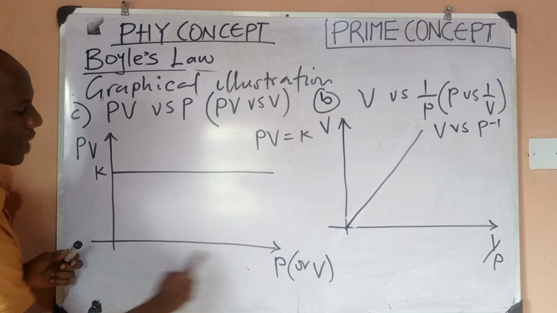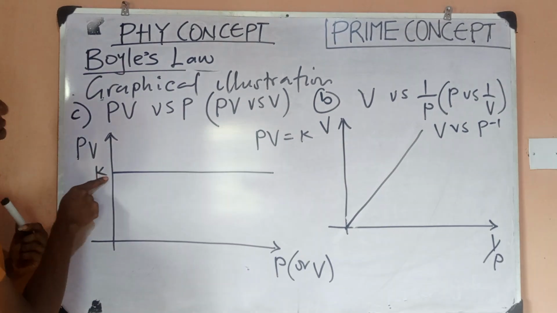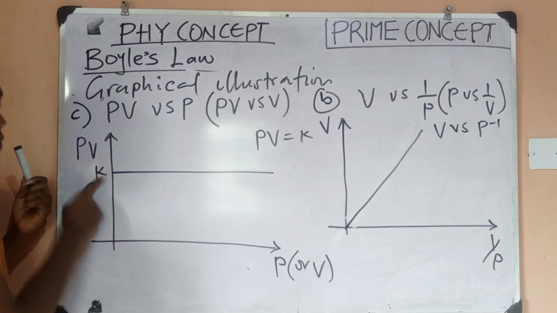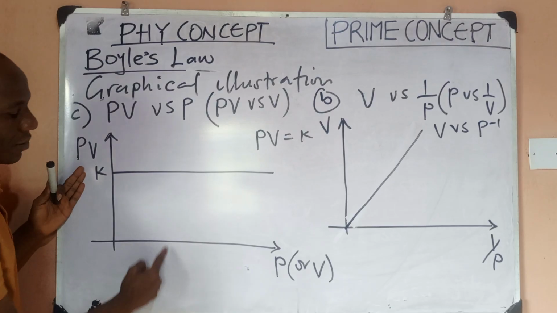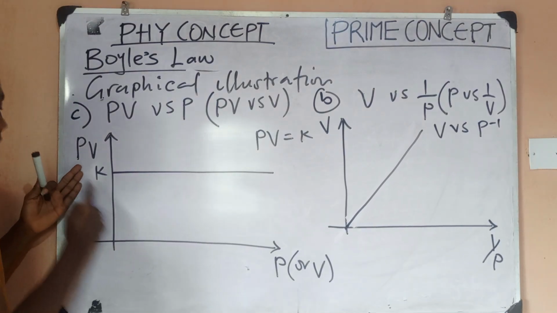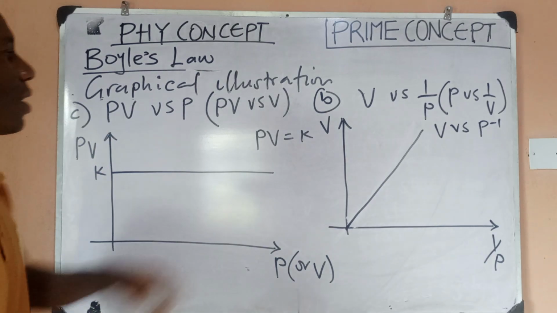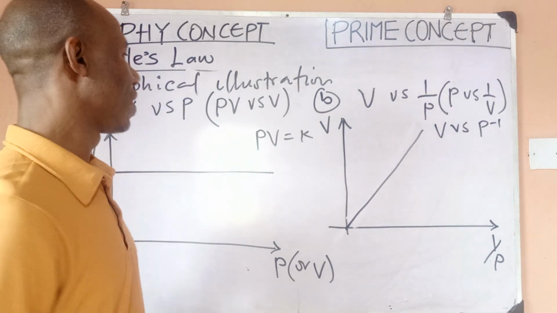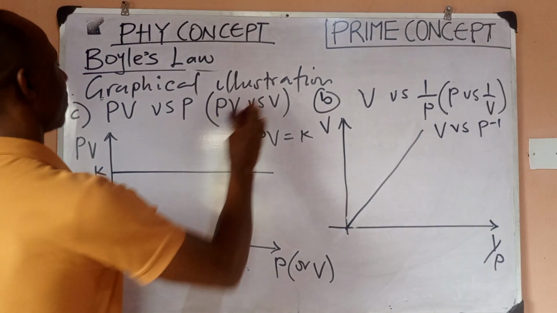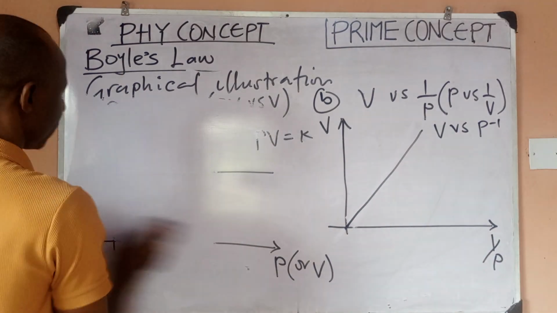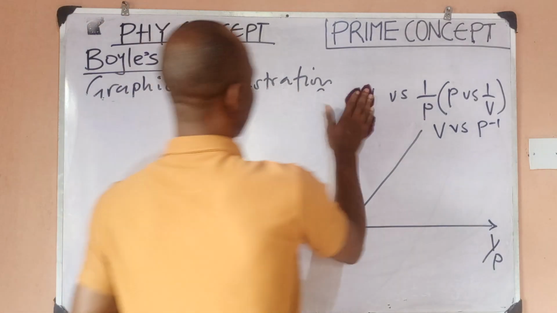So whatever the value of P would be, as you keep increasing P, the value of PV is just constant. It might be 2. So no matter the value of P, this would remain 2. The same thing, it might be 3, no matter the value of P you put here, it will remain that 3, it will remain constant. So these are the 3 graphs for Boyle's law that you need to know. And most of these things you would see in your exams, the graphical illustrations. They would ask you which one of these graphs does not represent Boyle's law, right?